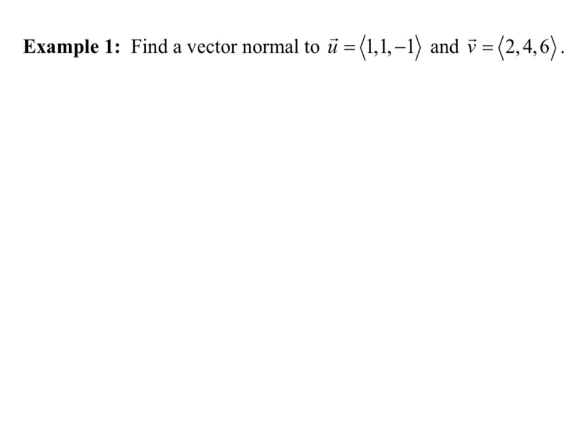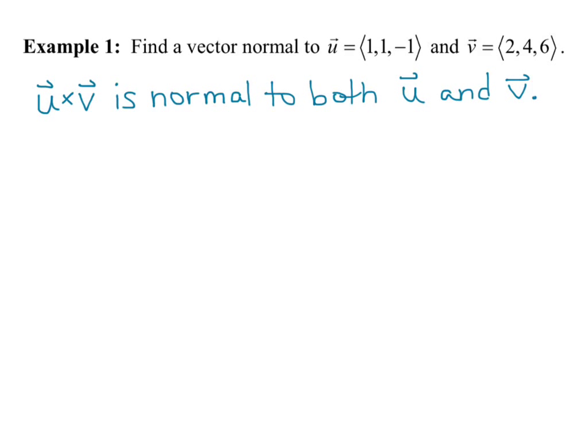Okay, now first example, find a vector that's normal to u and to v. So remember, u cross v is normal to both u and v. So what I do is I put my i, j, and k in the first row. That's always going to be the case. I put u in the second row and v in the third row. And I want to expand. So I'm going to have my alternating signs, plus, minus, plus.